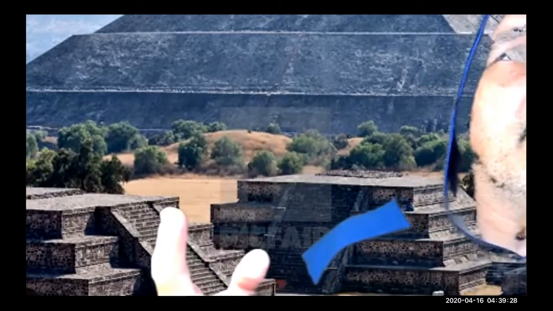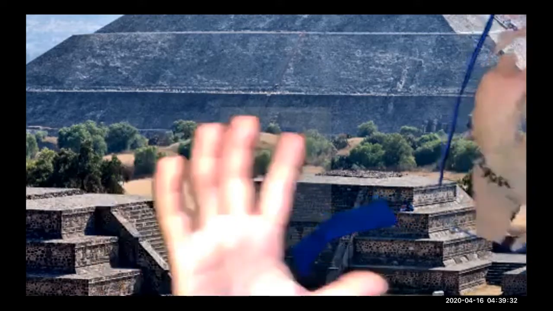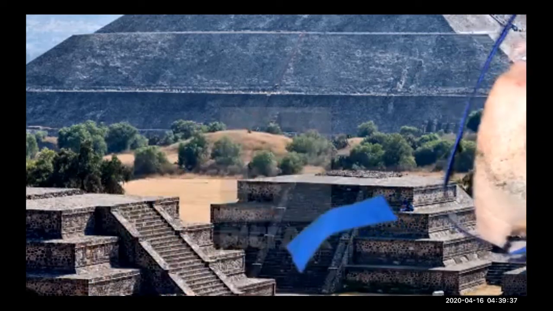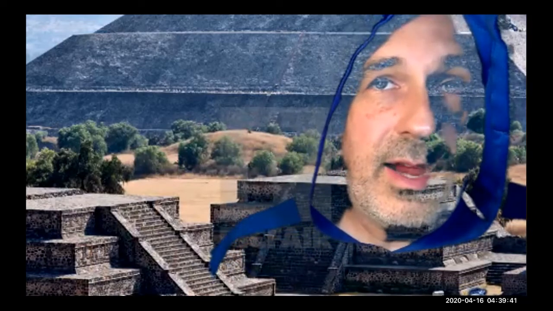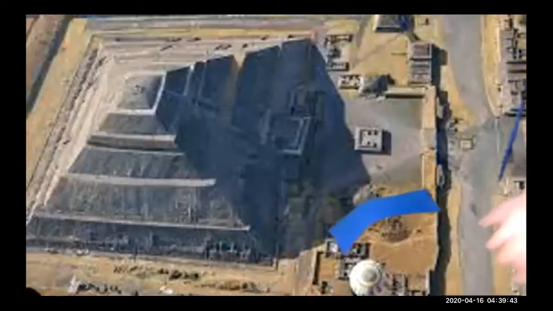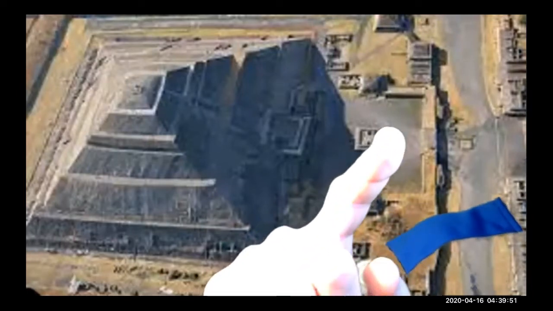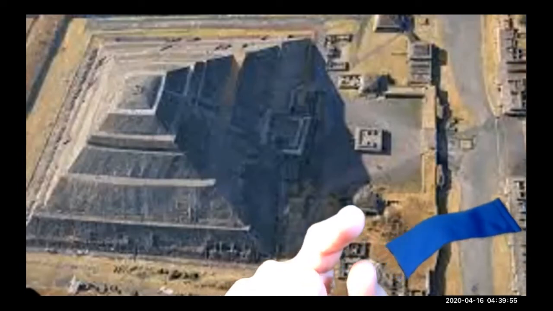Teotihuacan, something like that. Huge. Depending on the angle of the sun, it can look more white or more dark. I've noticed that in many pictures. Pretty cool. Here's an aerial of it. Look at that, pretty massive. Is there anything we can see for perspective? There are smaller structures, but I can't really make out any vehicles or people.